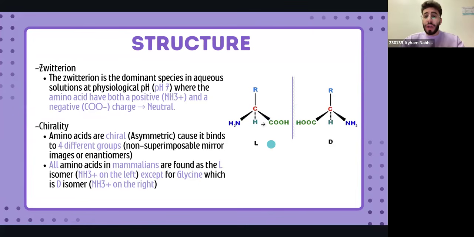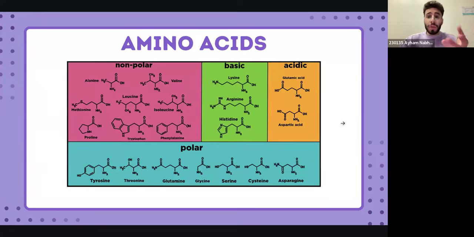As you can see over here, in the L amino acid, the amine group is going to be found on the left, and in the D or right form, the amine group is going to be found on the right of the amino acid structure. Okay, now let's talk about each single amino acid in detail.